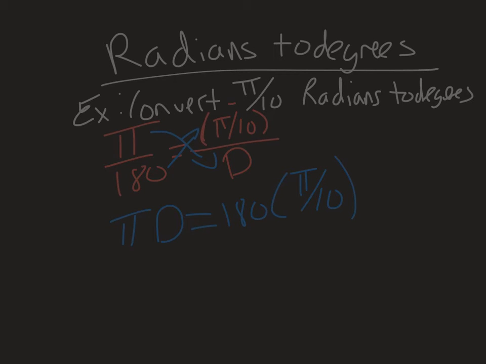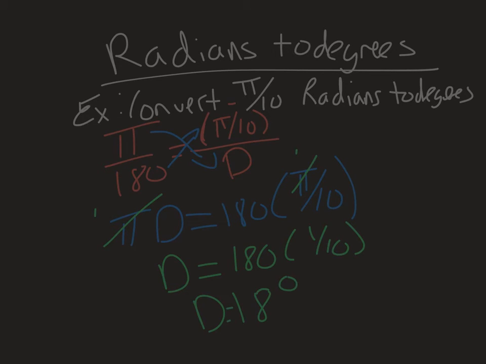Okay, now you may notice if I want to get d by itself, I would divide by pi. Now the cool thing about that, both these pi's are going to cancel, leaving me d is equal to 180 times a tenth. Because remember, when you divide off, technically, you're left with a 1. So a tenth of 180, this would be 18 degrees.